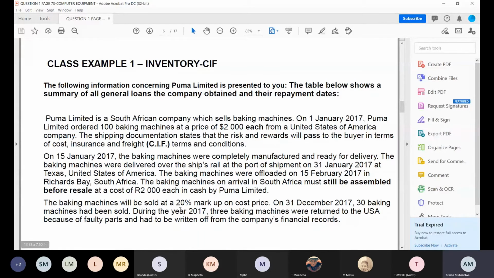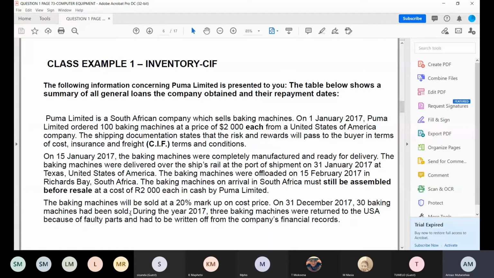All right, the next paragraph: the baking machinery will be sold at a 20% markup on cost price. I hope at this point we know how to use markup on cost price. That is the easiest way to deal with. On 31st December, which is our year end, the first year end, 30 baking machines had been sold. Remember, we ordered 100, so at this point we are selling 30. And again, this baking machinery is our inventory. So in other words, we sold 30 of the 100 inventory that we have.